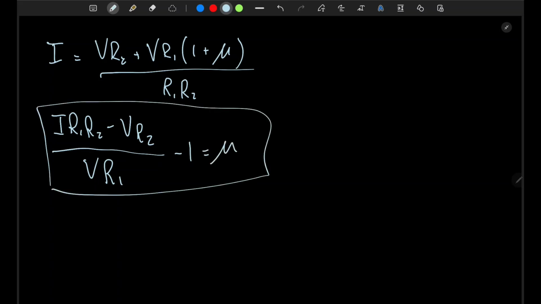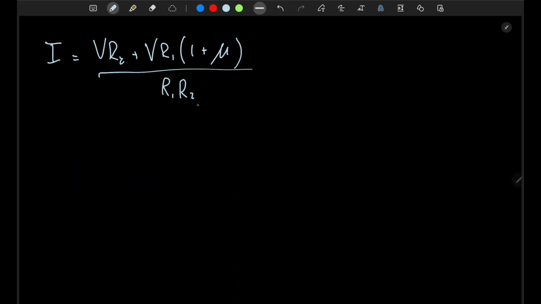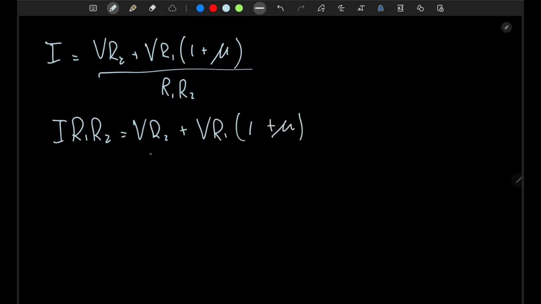Now I'll do this in more steps, but that's just to show you how it can be done in one step and slowly break it apart if you really want to. So, okay, here we have this again. Let's move that R1, R2 up. I, R1, R2, equals VR2 plus VR1, 1 plus mu, and then we want to move this over. So just move it over and change the sign.